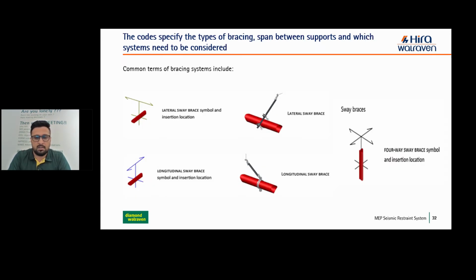There are a few common terms in bracing, which include lateral bracing, which is also called transverse bracing. Lateral refers to the direction perpendicular to the axis of the pipe. We have longitudinal sway brace, which is basically those braces which are acting along the axis of the pipe. Then we have four-way sway brace, where you are required to control the system in all four directions, then four-way brace shall be applicable.